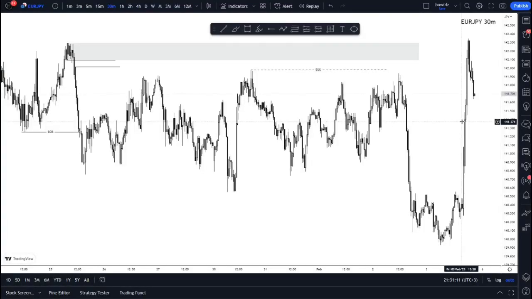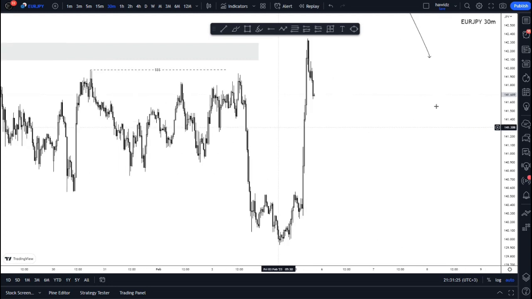Guys, welcome to the channel. In this video, we're going to be breaking down a simple entry model setup that could really be applicable, especially to beginner traders. Now, let's get into it, right?